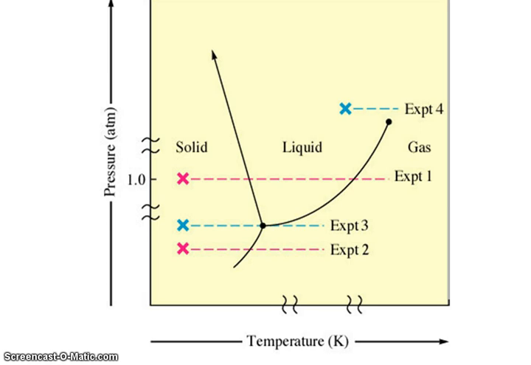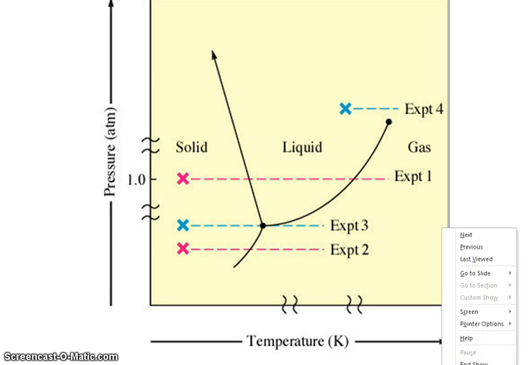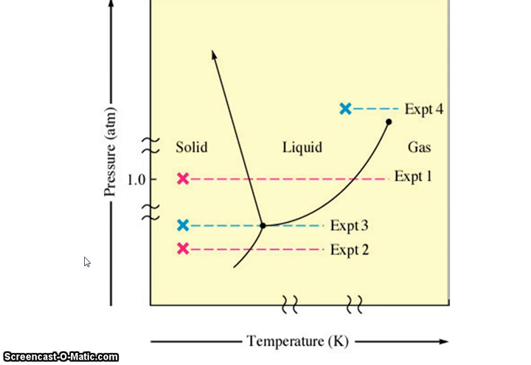Let's say we move on and we look at experiment 2 on our graph. And in this case, we're at an extremely low pressure. Well, in this case, we start out with a solid, and as we increase the temperature, our substance goes from a solid directly to a gas. This process is called sublimation, when we skip the liquid state altogether.